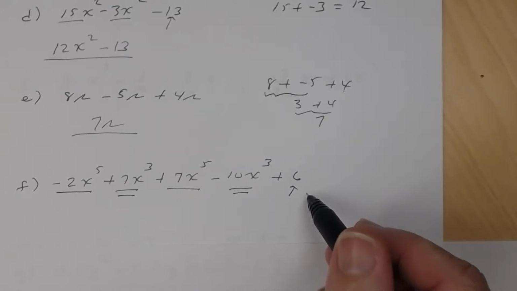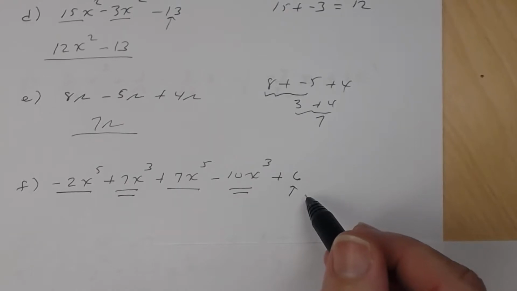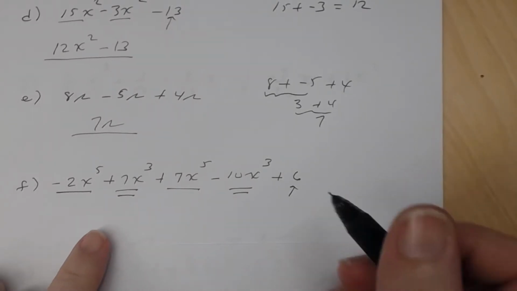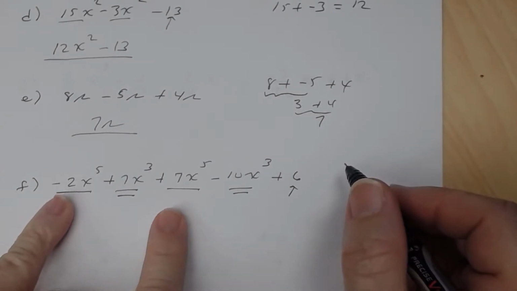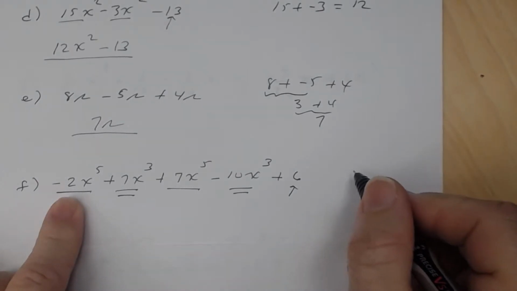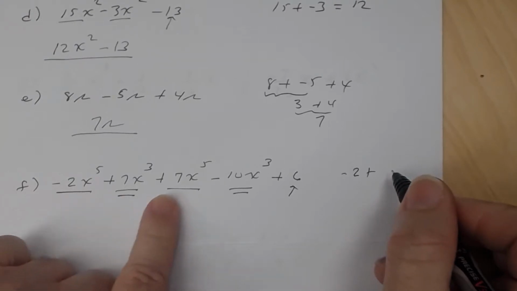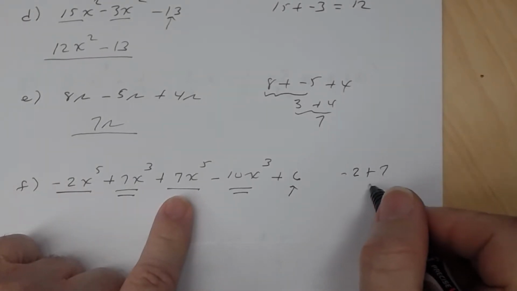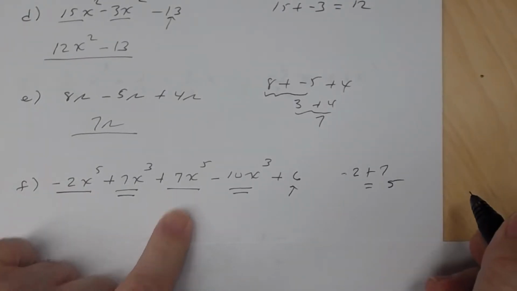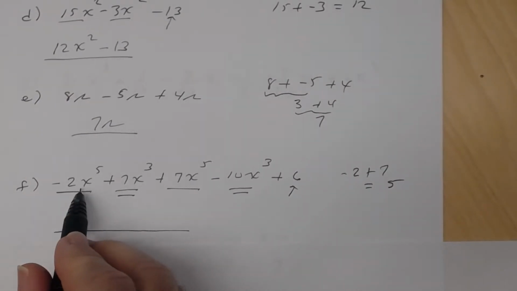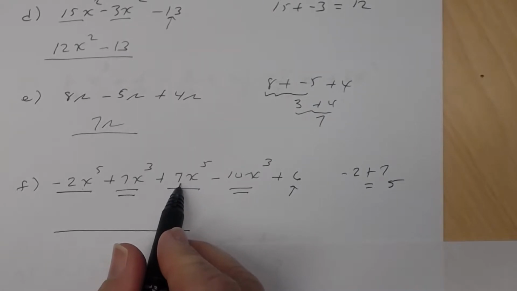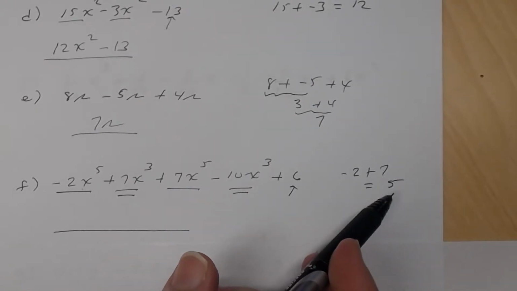All right, so let's put this in descending order. So I'm going to add the x to the 5ths first. All right, so remember, be careful. You gotta remember your signed numbers. So use your calculator if you need to. So this coefficient is a negative 2 plus, and this coefficient is 7, and negative 2 plus 7 is 5. So what that means then is this. A negative 2x to the 5th and a positive 7x to the 5th is a 5x to the 5th.